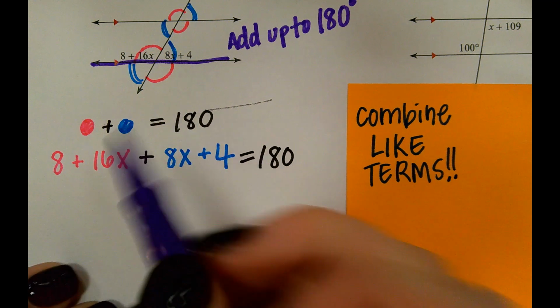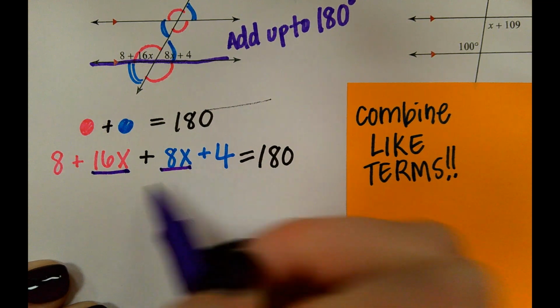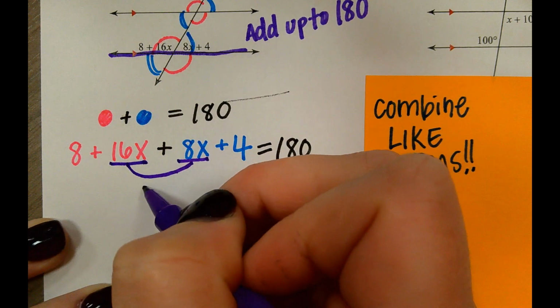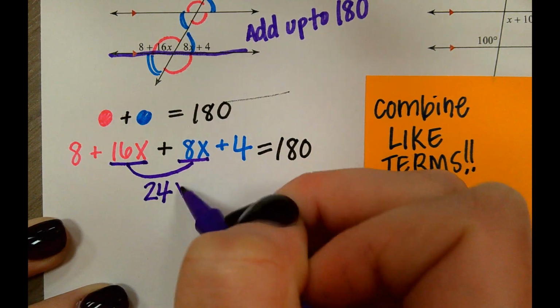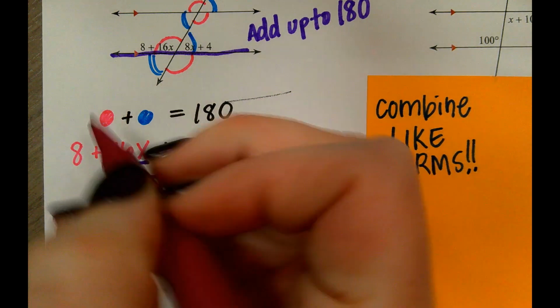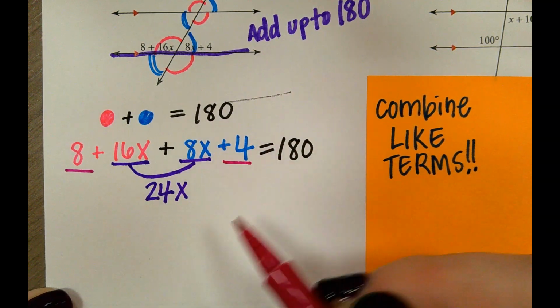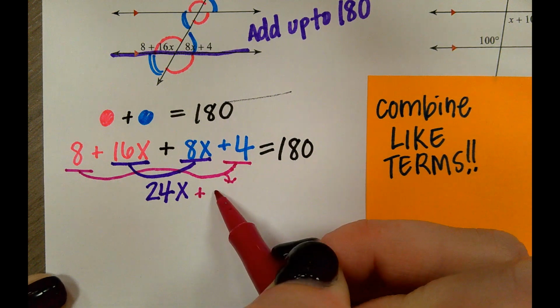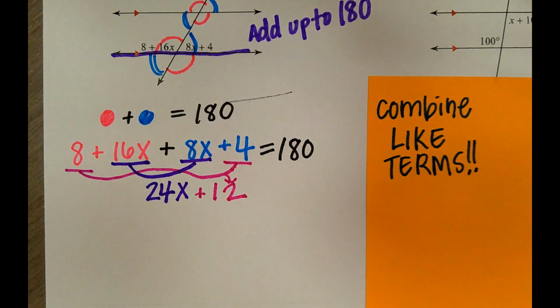Okay, so 16x and 8x. We can add those together because they both have x, and that gives us 24x. And then you said the 8 and the 4. And that, when we add them together, gives us 12. Plus 12. Okay, so everybody see how we got those?